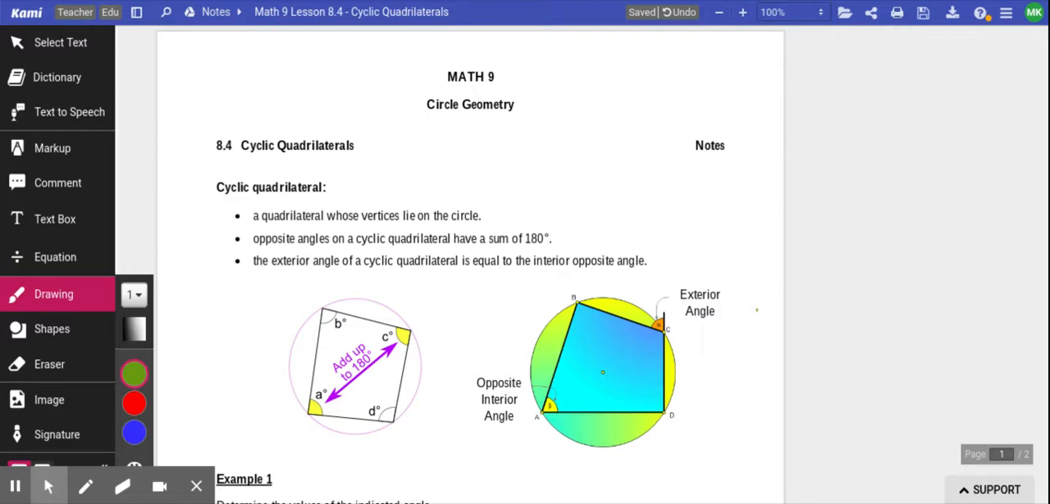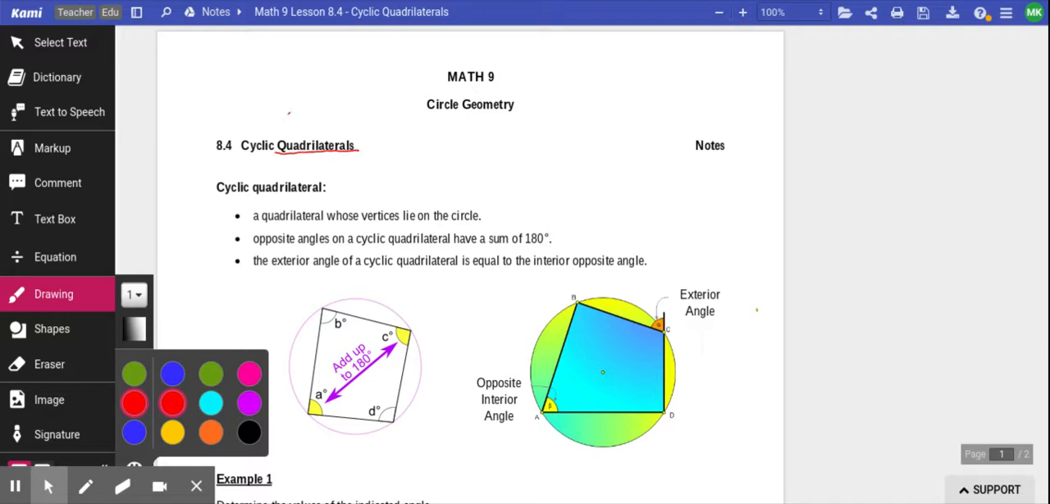Today, what we're going to do is our last lesson of circle geometry. We're going to learn 8.4 cyclical quadrilaterals. Quadrilaterals, just a reminder, we've talked about this before, but it's a four-sided figure. So we're going to have these quadrilaterals inside of circles, and we're going to see some traits that come with them and some rules that we're going to use to be able to find angles again inside of a circle.